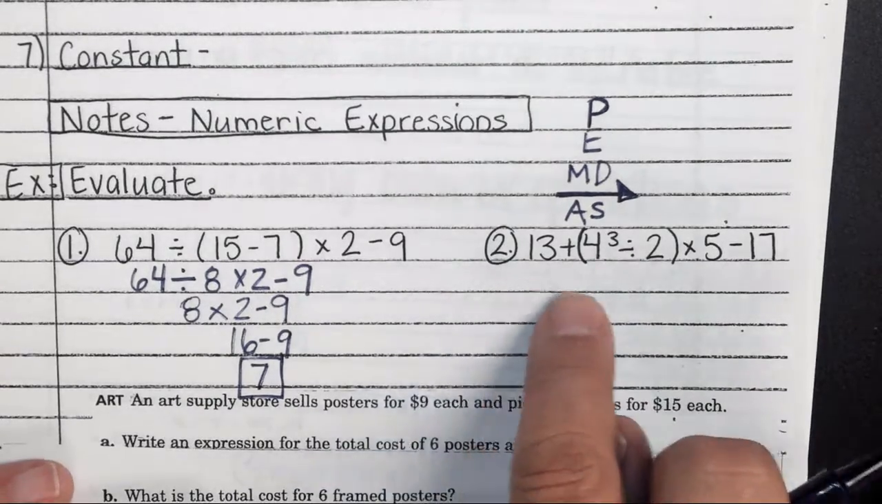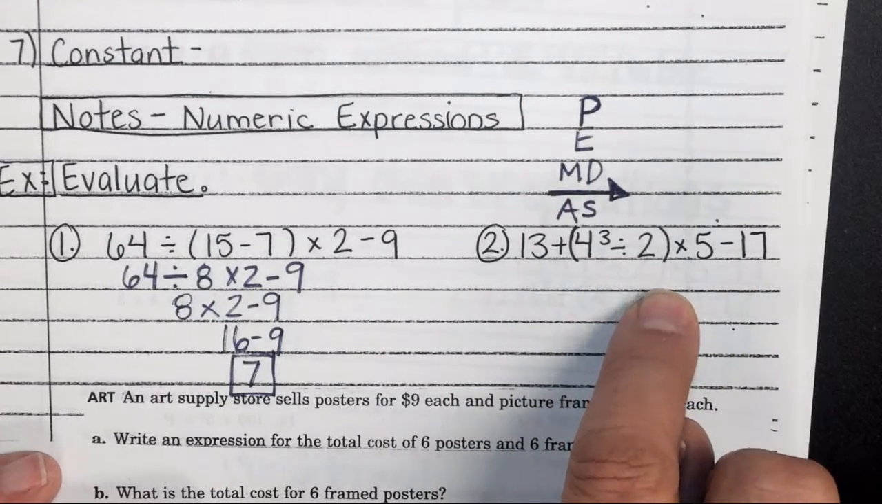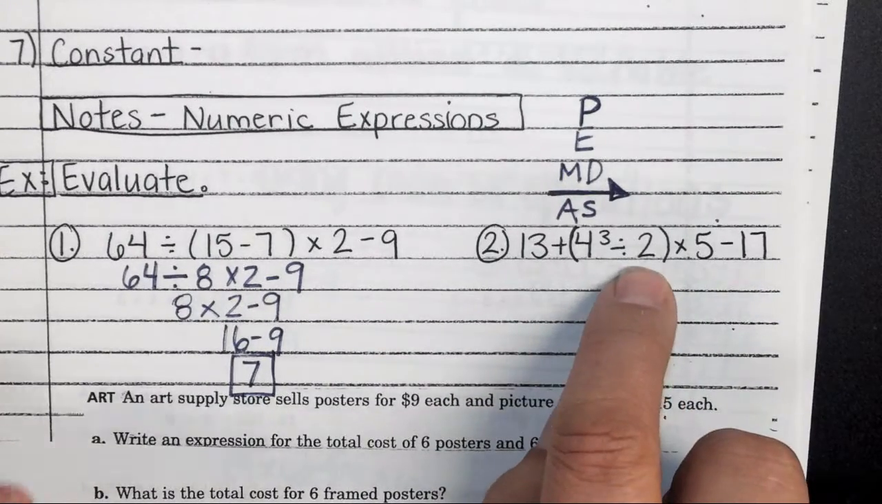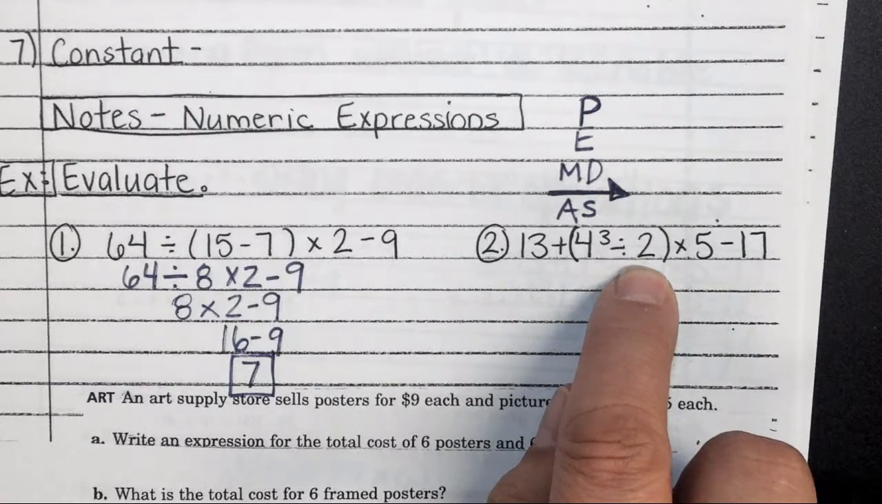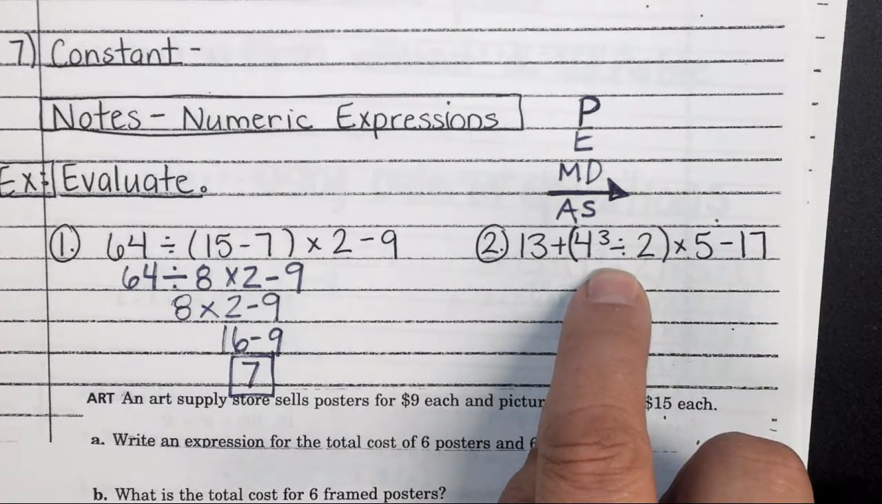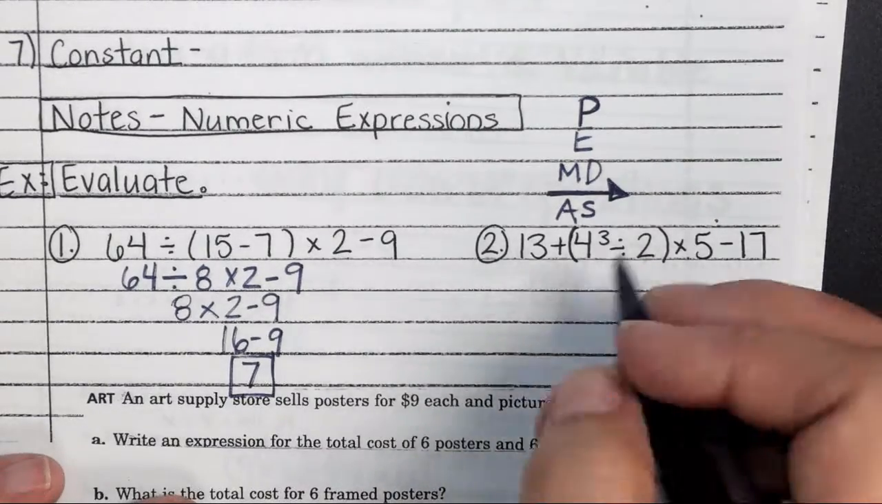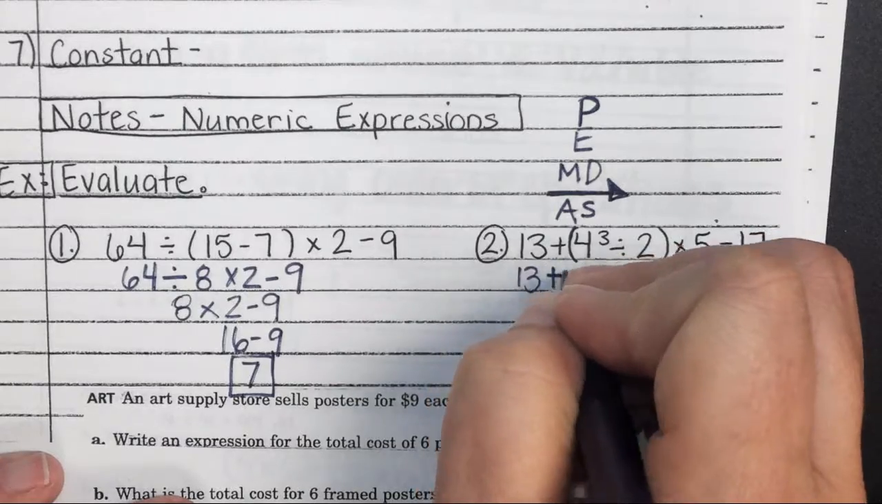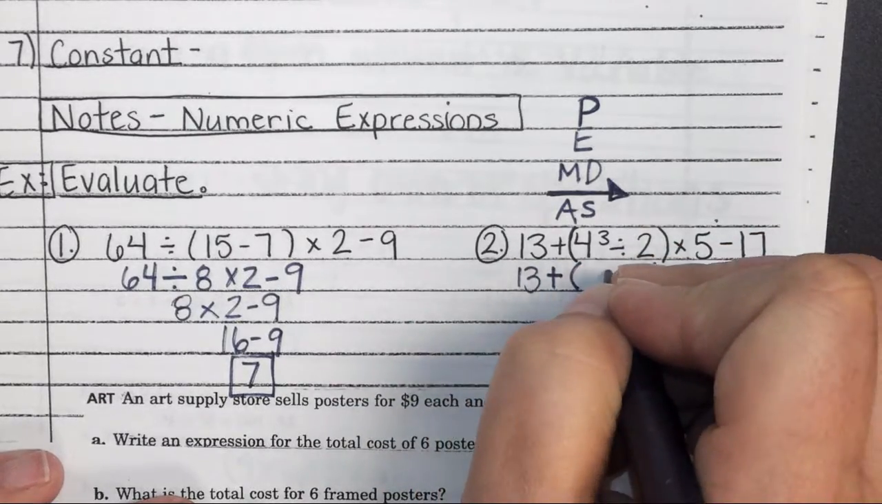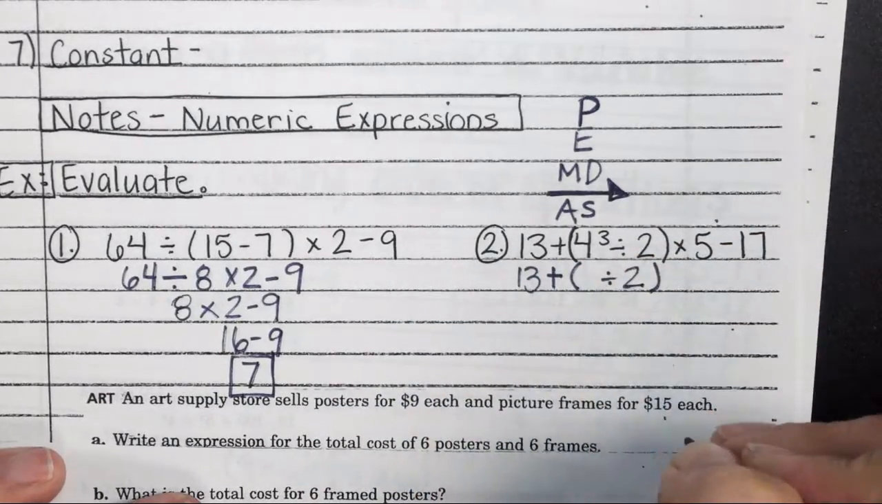Okay, here we go. Looking at this one, what are we going to solve first? Parentheses. Now, remember, when you're in the parentheses, your order of operations starts over again. So once you're inside the parentheses, then what are we going to solve? Exponents. So now we have 13 plus, I'm going to put my parentheses. What is 4 to the third power?